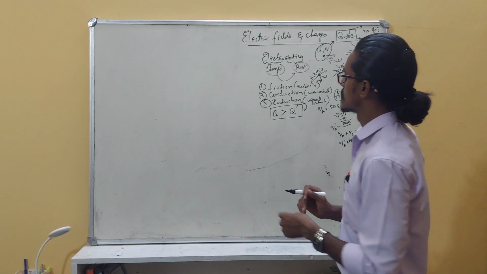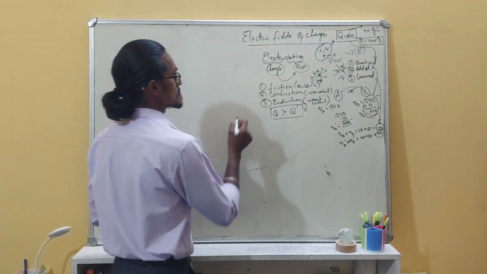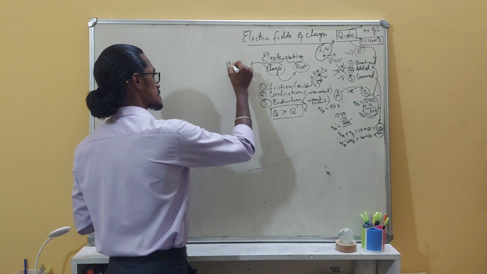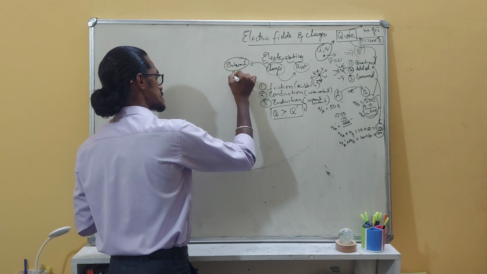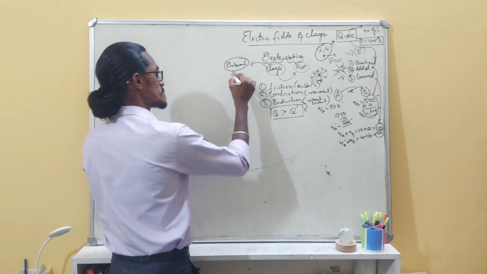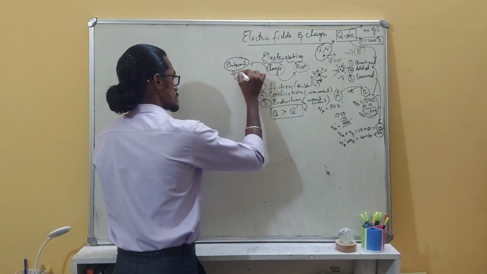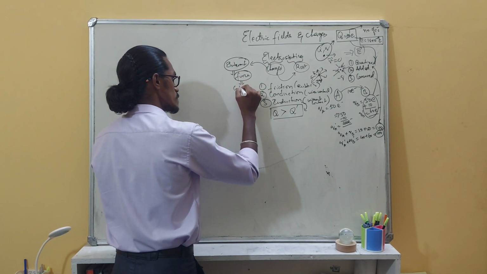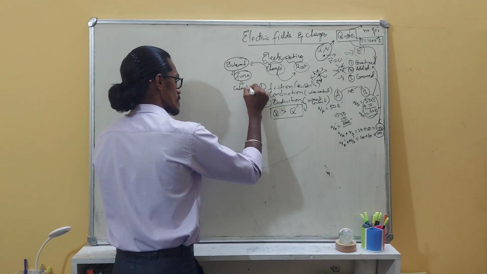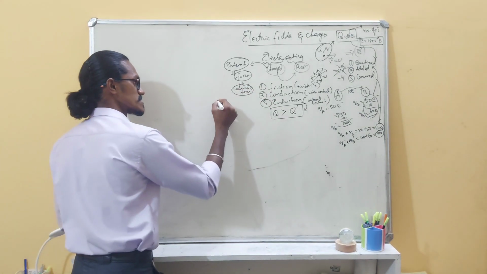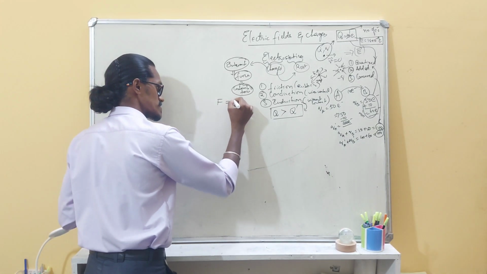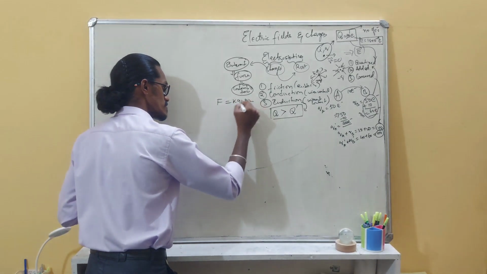Then we will move on to interaction. Interaction between the charges. The charges will interact. That interaction is responsible for the force between two charges. So this is called force. This force is nothing but Coulomb's force. That is given by a simple relation: F equals K Q1 Q2 by R square.